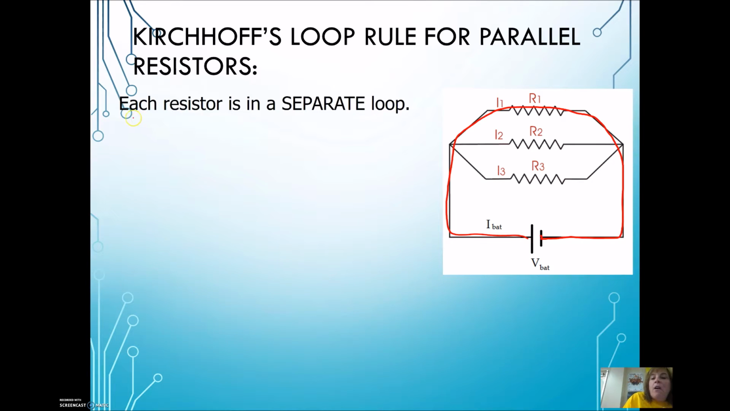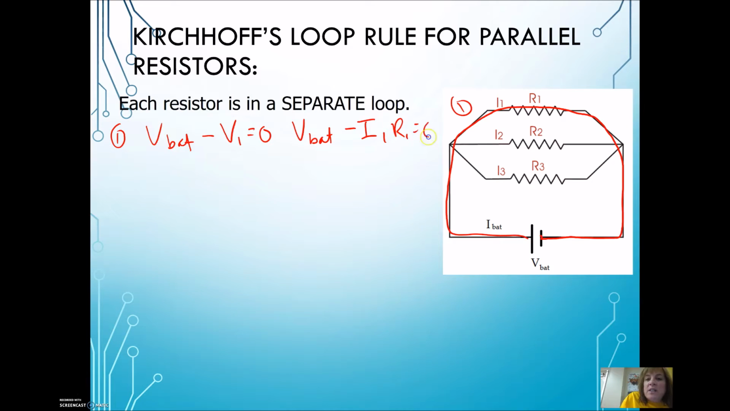So for my loop, we'll call this loop number 1. For loop number 1, the voltage at the battery minus the voltage at resistor 1 has to equal 0. Or voltage at the battery minus I1, we're going to call the current through R1 I1, times R1 has to equal 0. That's one closed loop. How do I know it's a closed loop? Because when I draw my pen all the way around, I never pick it up. Let's try another closed loop.